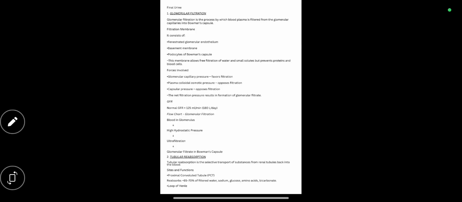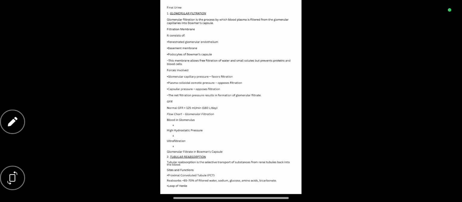So next is glomerular filtration. This consists of a filtration membrane through which the blood passes and is filtered into the Bowman's capsule. It consists of the fenestrated glomerular endothelium, basement membrane, and podocytes of Bowman's capsule. This membrane allows free filtration of water and small solutes while preventing proteins and blood cells from passing through the filter.